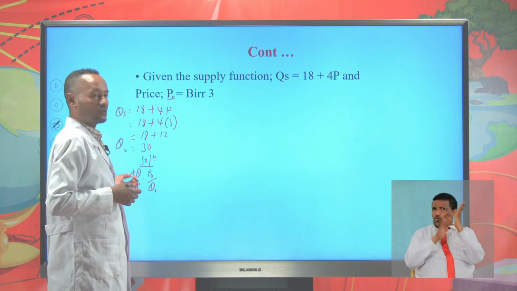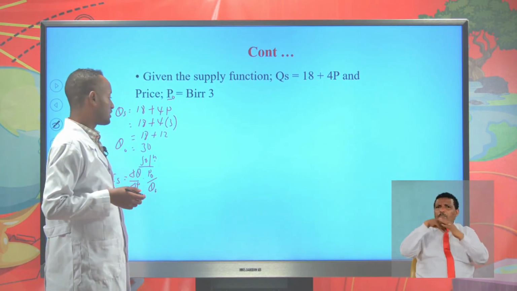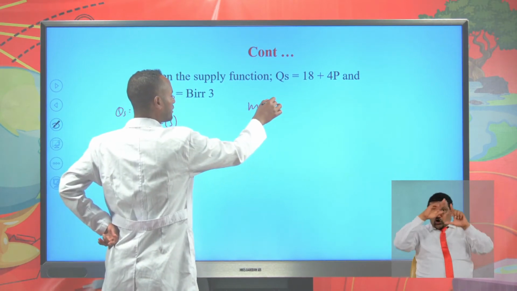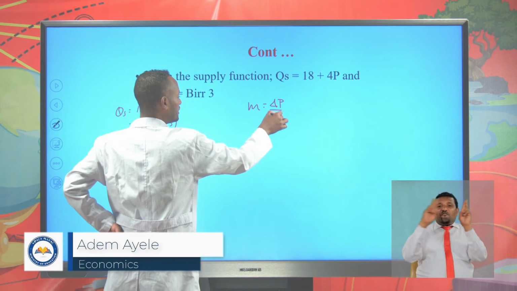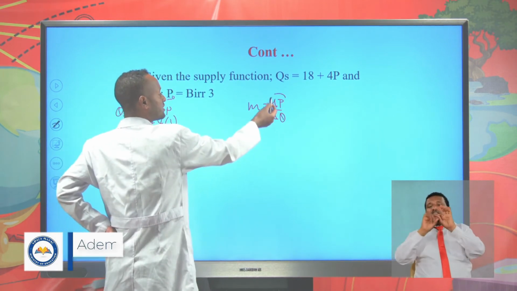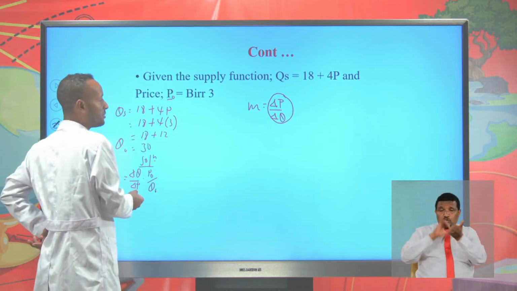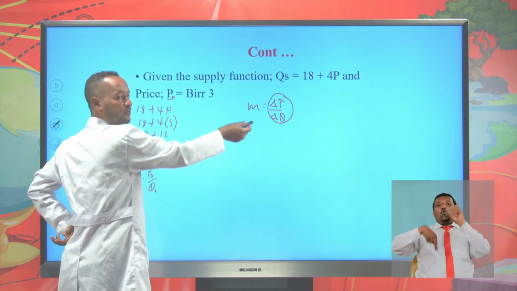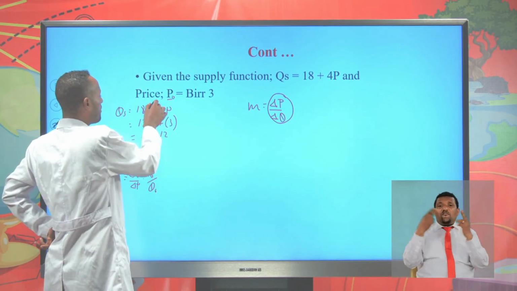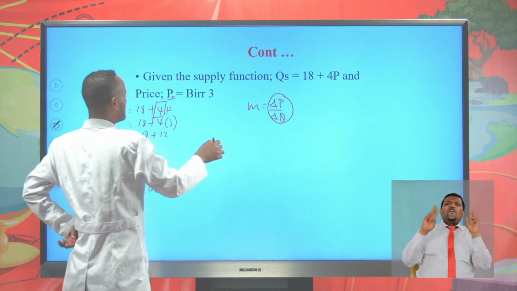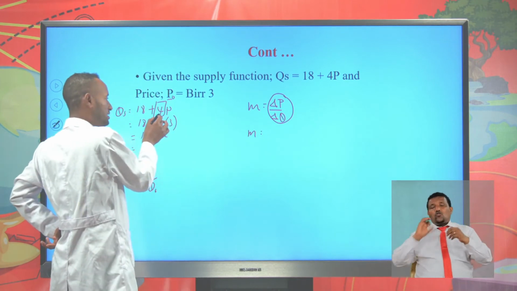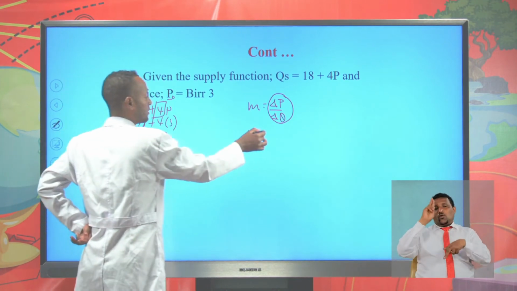But we can calculate the change in Q for the change in P using the slope of the supply function, because the slope of the supply function is calculated by dividing the change in P by the change in Q, which is the vertical difference over the horizontal difference. Once you get the slope of the supply function, the value of change in Q for change in P will be the reciprocal of the change in P for change in Q. From a linear supply function, the slope is the reciprocal of the coefficient of price. That means the coefficient of price is 4 and the reciprocal of 4 is 1 over 4.